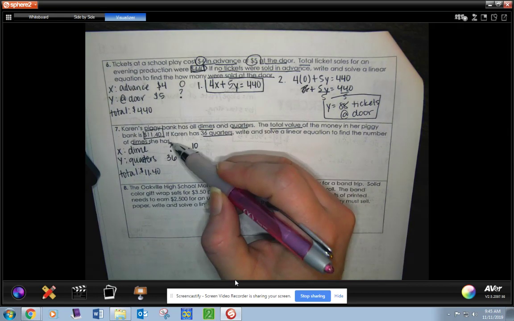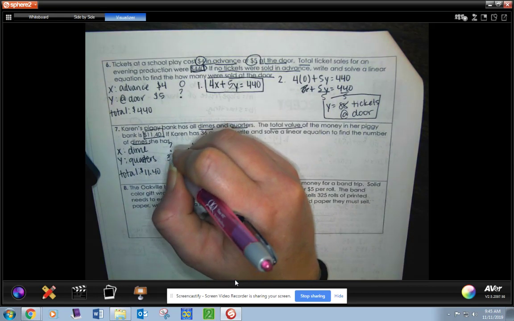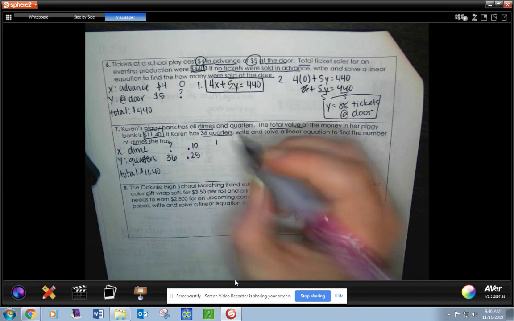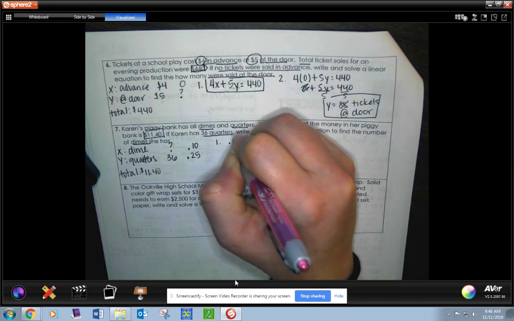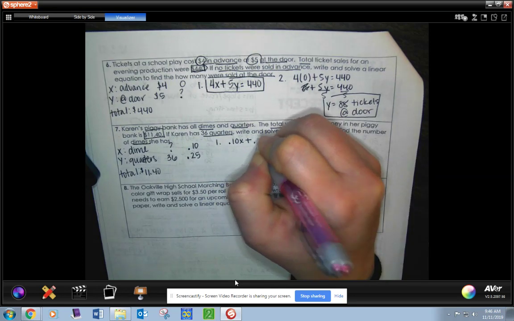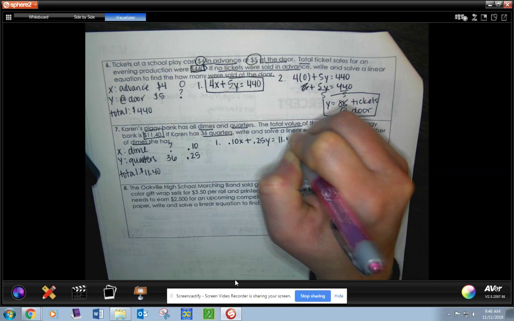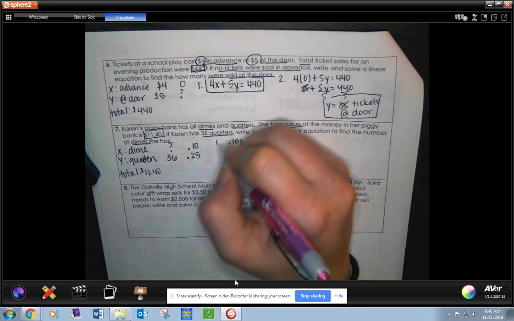Now remember, when you set up the equation, so step 1, you don't use the missing piece. You use the one where you have both pieces. So I'm going to put 0.10x plus 0.25y, and it equals my total of 11.40. That is step 1.